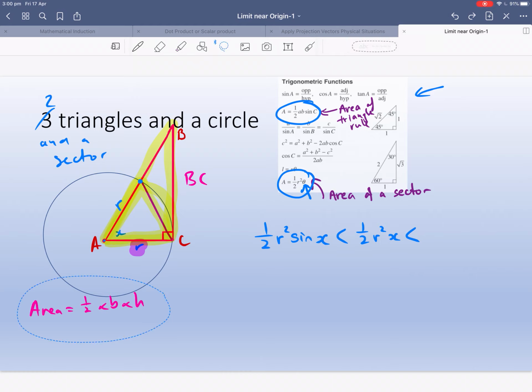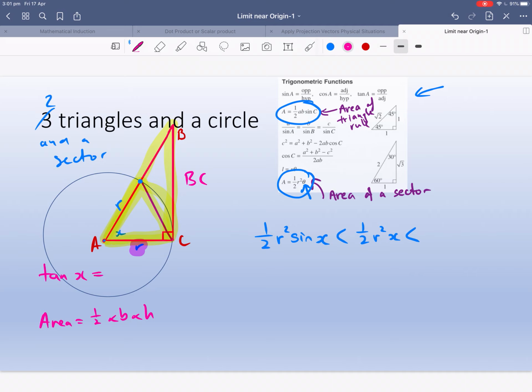So bear with me. I'm going to move this down a bit. I'm going to use my knowledge of tan. Tan x is going to be BC over R, because you know how tan is just opposite over adjacent. So that's all I've done. Tan x is just that. Now I will use this, so I'm going to change colours. That means that BC, this guy here, is equal to R tan x.